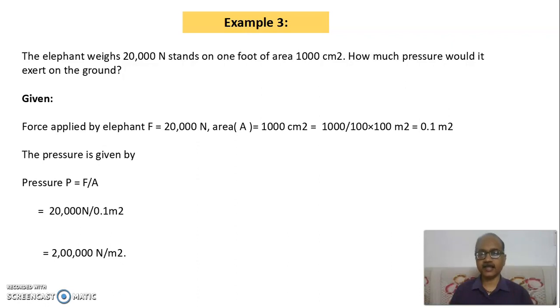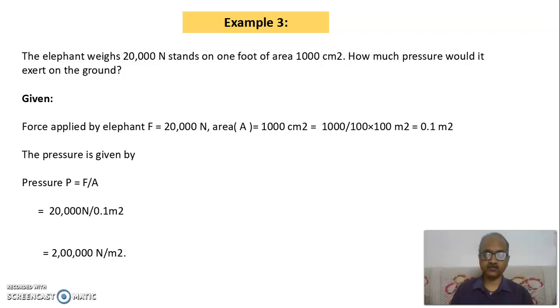So the weight of the elephant is given as 20,000 newtons. That means its value is equal to F. F is equal to 20,000 newton, that is 20,000, 4 zeros, then newton. Now the area is given as 1000 centimeter square. Centimeter square has to be converted into meter square.